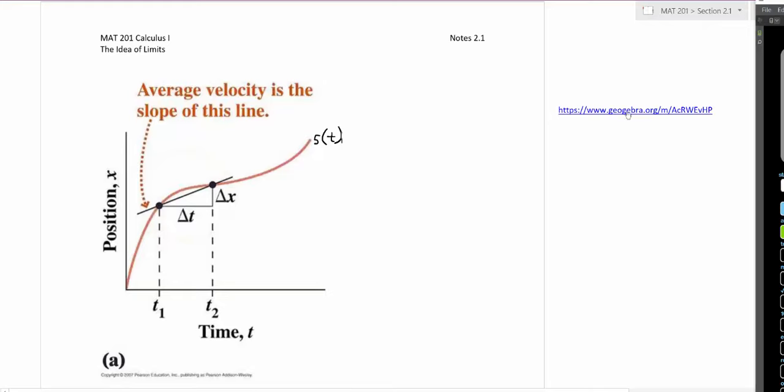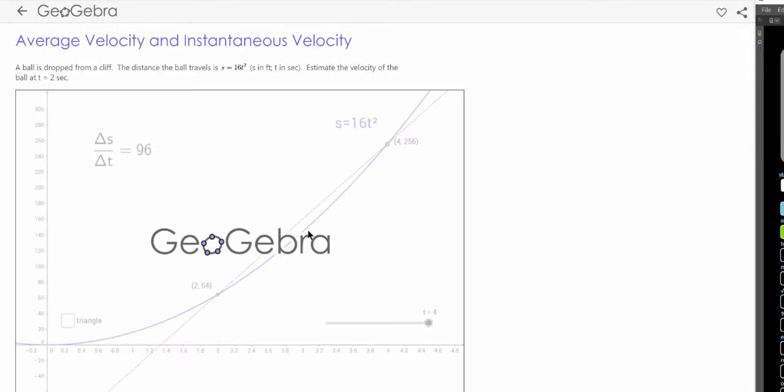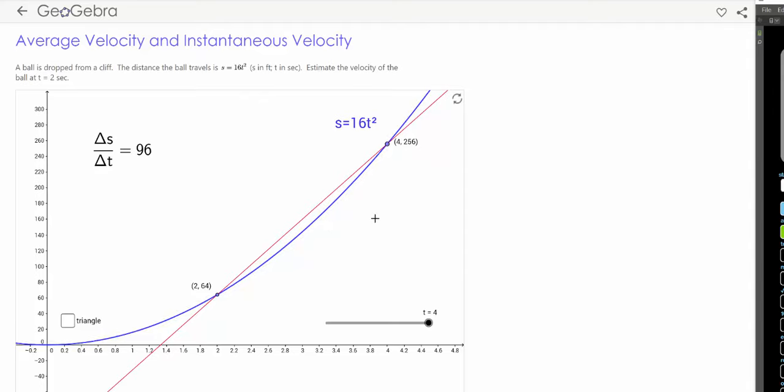I'm going to pull up this applet. This is kind of a nice applet that shows you how this works with a basic function. I kind of like this, and this helps you establish the idea of what instantaneous velocity is also. So this is a curve. This blue line represents s equals 16t squared, a position.